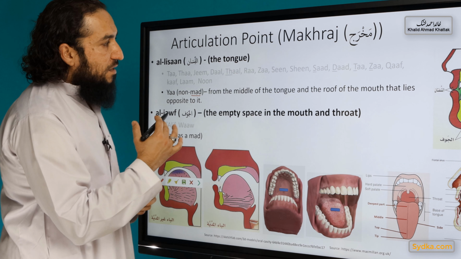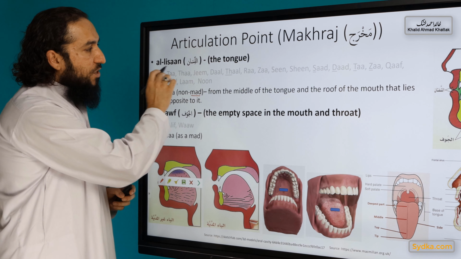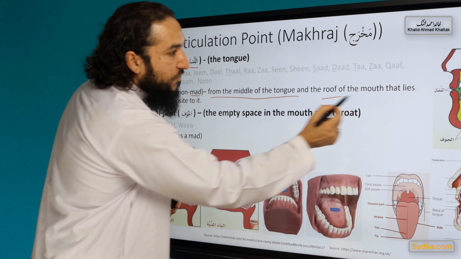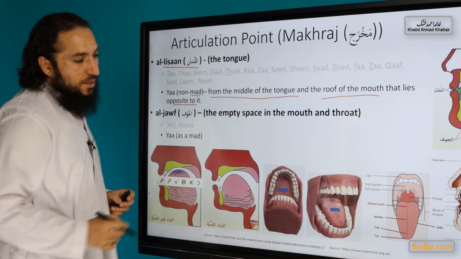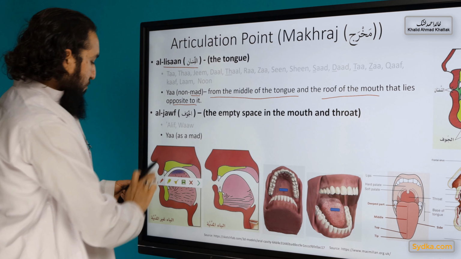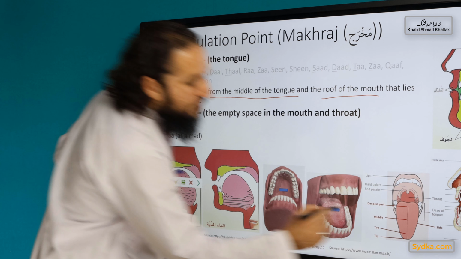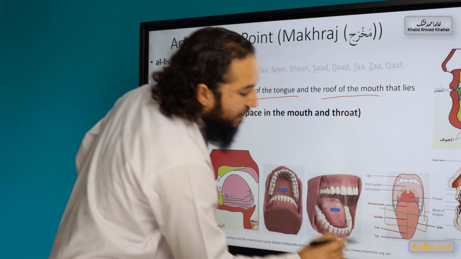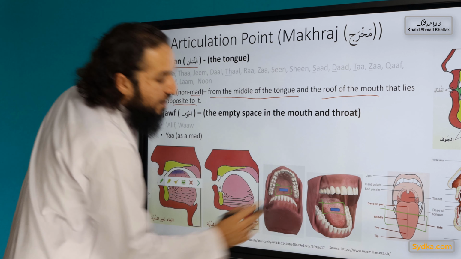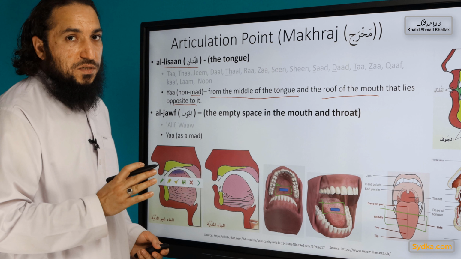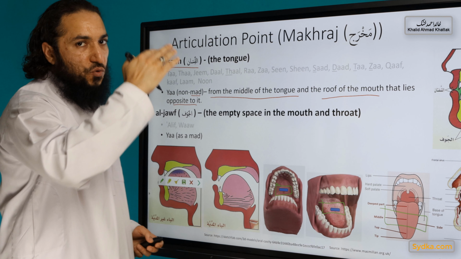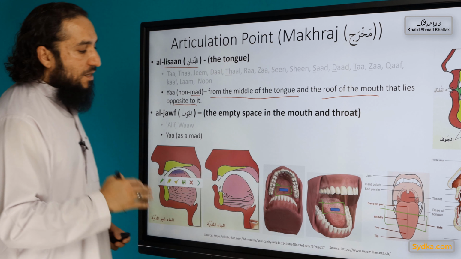When it is a consonant, its articulation point is al-lisan, the tongue, from the middle of the tongue and the roof of the mouth that lies opposite to that position. Let me explain the top part first. So this is the middle, marked green. That's the middle of the tongue, and what lies opposite to that. So that's when we are pronouncing Ya as a consonant, not a vowel. For example, I, so the middle of the tongue touches the roof of the mouth opposite to the middle of the tongue. That's I.